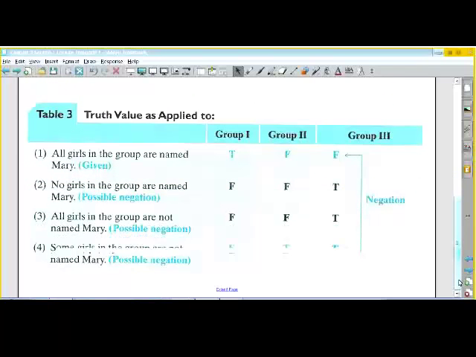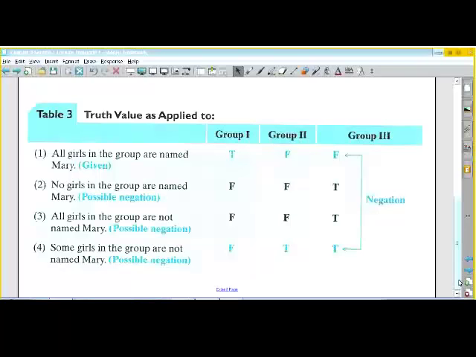So we'll say some of the girls in group 1 are not named Mary. Well, that's false because all of the girls in the group are named Mary, so some of them can't be not named Mary. So that's the first group. This is a false statement. Some of the girls in the group are not named Mary for the second group. Well, that's a true statement because one's named Mary, but 2 of them aren't named Mary. So that makes that true.